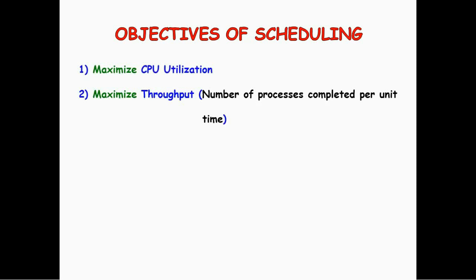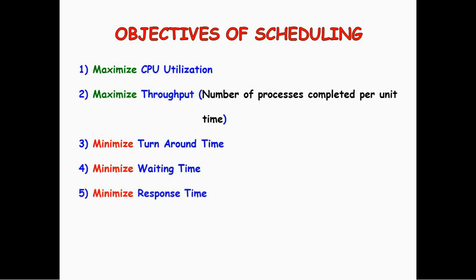Coming to the objectives of scheduling, scheduling aims to maximize CPU utilization and to maximize throughput. Throughput is nothing but the number of processes completed per unit time. It also aims to minimize turnaround time, minimize waiting time, and minimize response time. We will see turnaround time, waiting time and response time in the next slide.